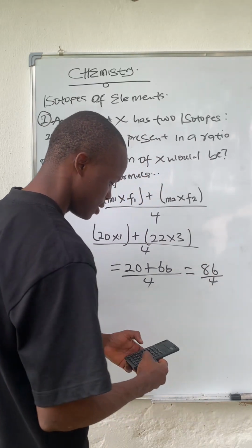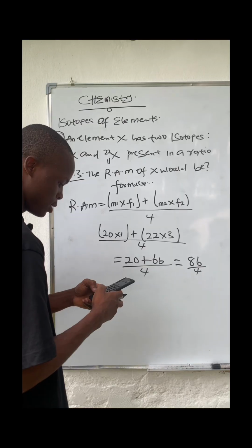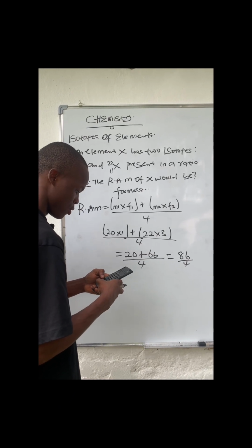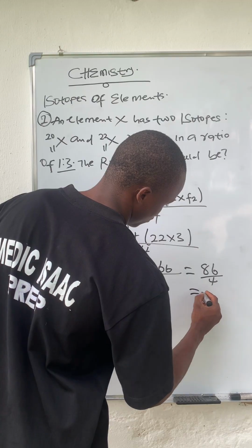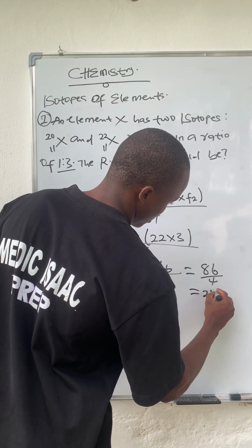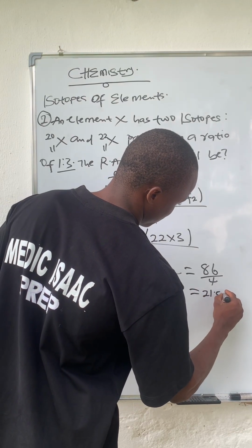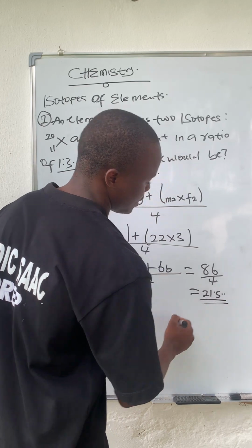Now divide 86 divided by 4. 86 divided by 4 will give us 21.5. So the answer automatically turns to 21.5. You see it. So that's the answer.